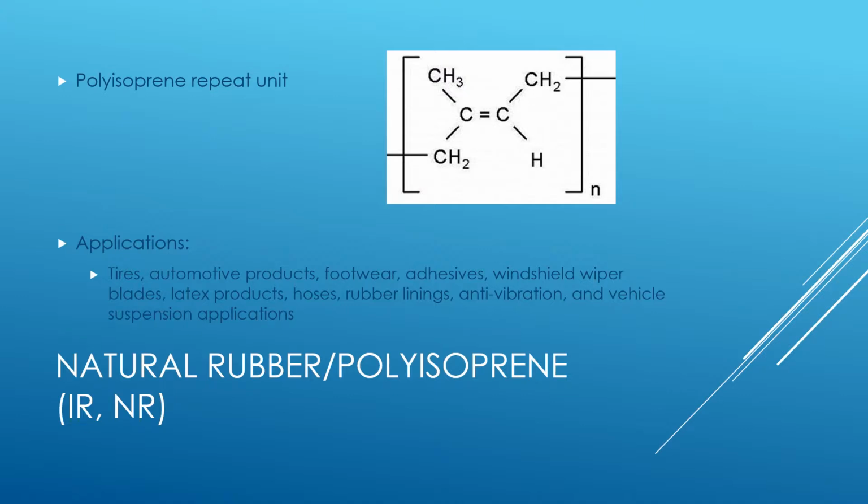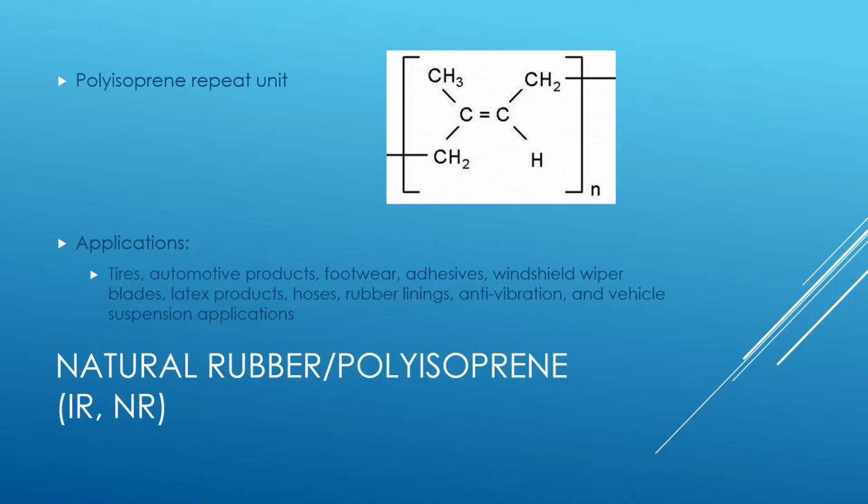This is natural rubber and polyisoprene. Both have the exact same structure and the repeat unit, which you can see on the screen. Very simple structure, and also, as I've listed, a variety of different applications.